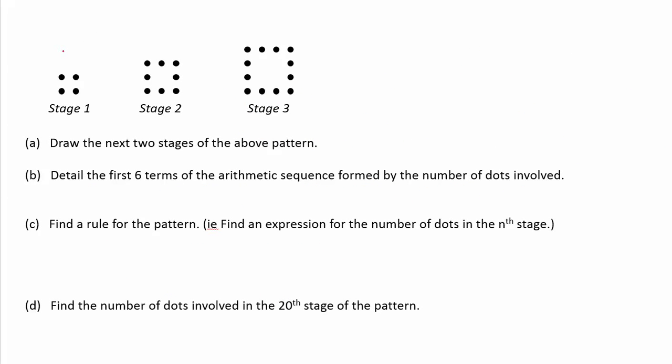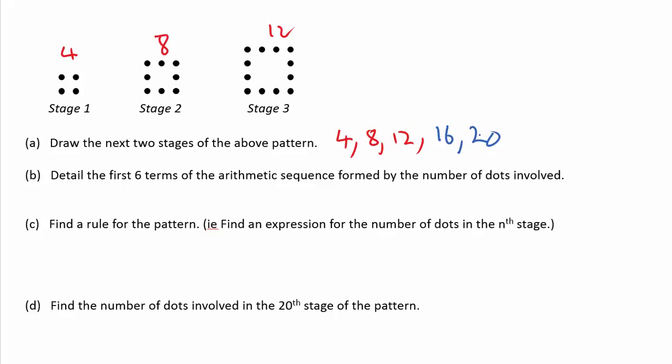In the first diagram, I've got 4 dots. In the next one, I've got a total of 8. In the third one, I've got 12. So the next 2 stages will be from 4 to 8 to 12 to 16 to 20. I'll leave you to draw the diagrams there.